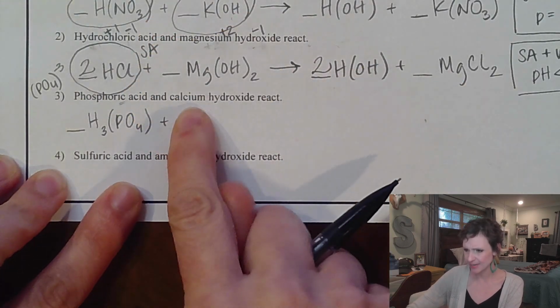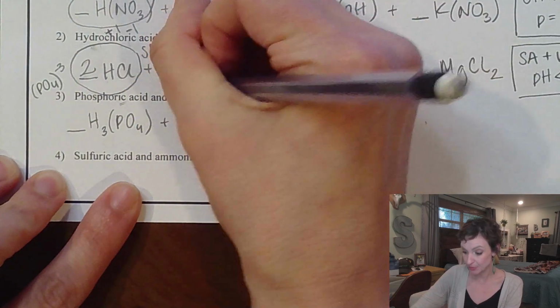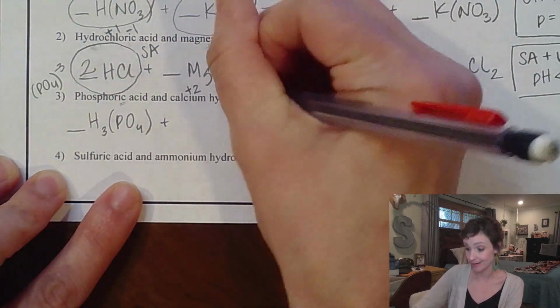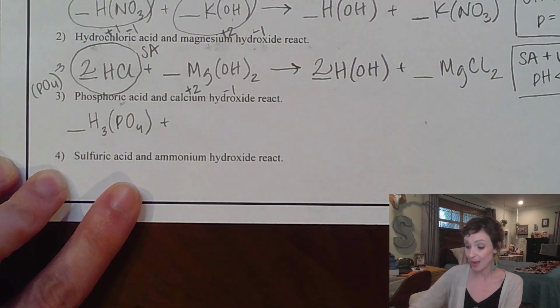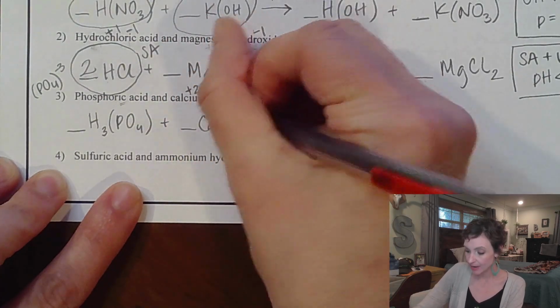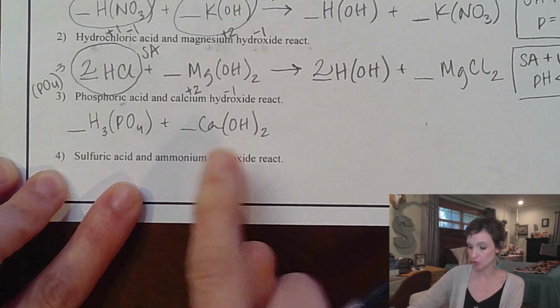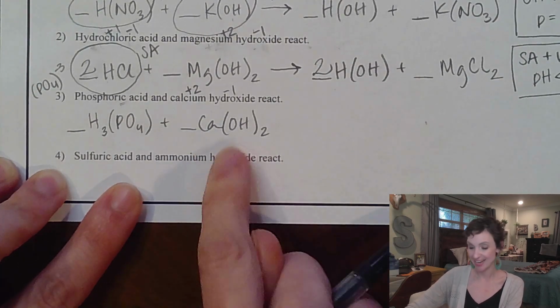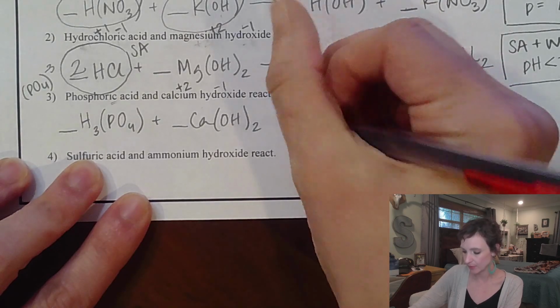And then I have calcium hydroxide. Calcium's group 2. He's got a +2. Hydroxide always has that -1, right? So I will have Ca(OH)2. Total of 2 hydroxides in there, so the parentheses are important.